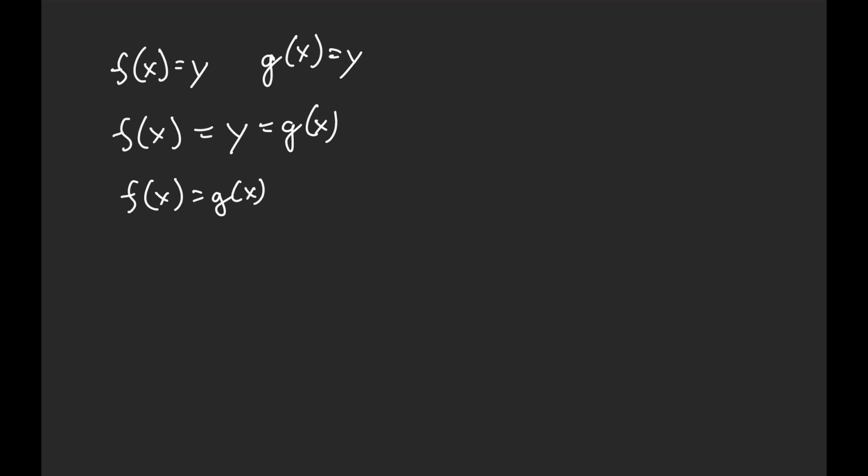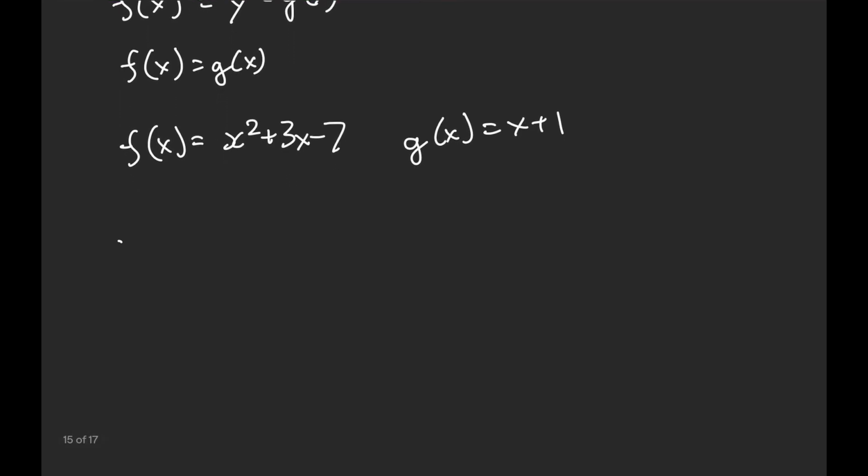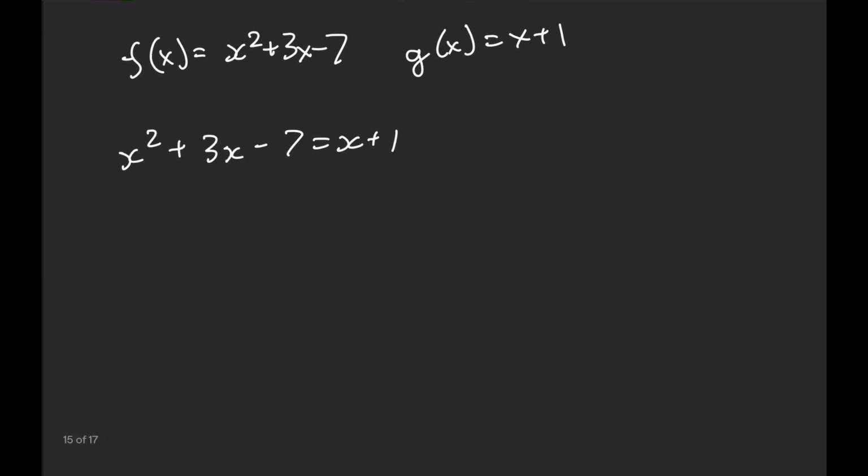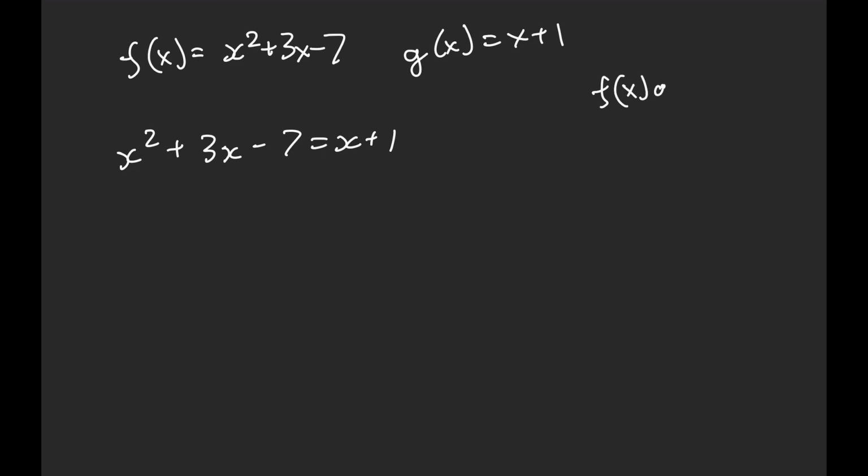And f of x equals x squared plus 3x minus 7. g of x equals x plus 1. We're going to set them equal to each other. x squared plus 3x minus 7 equals x plus 1. And we're going to just test to see if there is a value x that satisfies this assumption. So we're testing to see if f of x touches g of x and how many times.